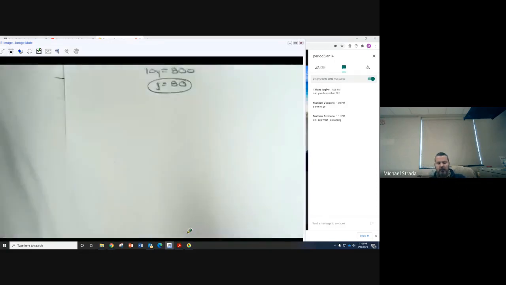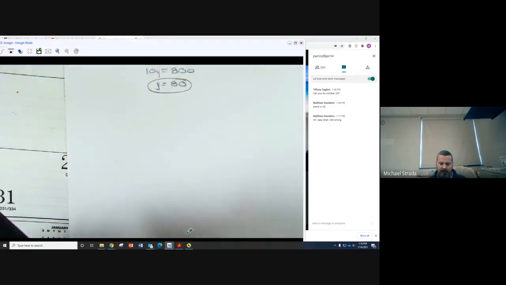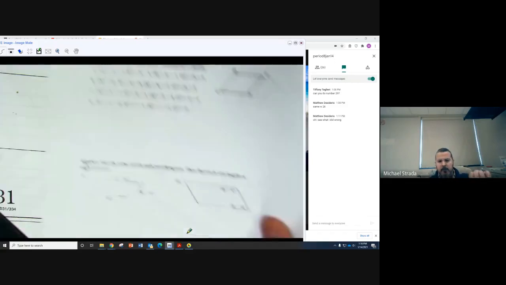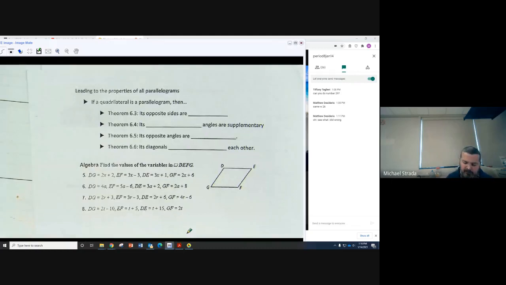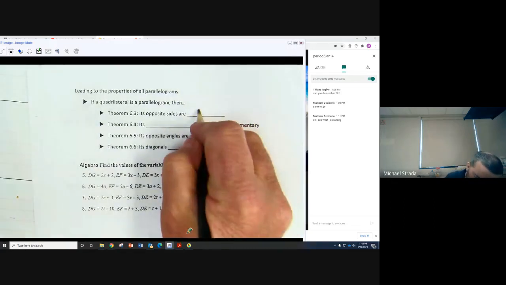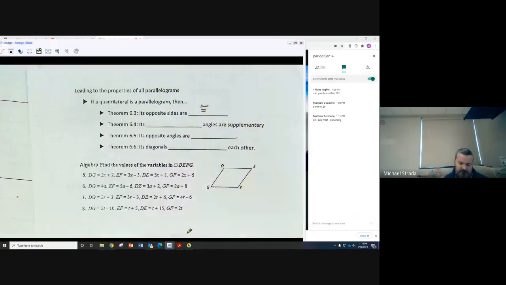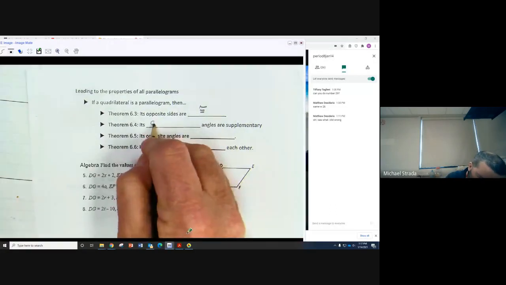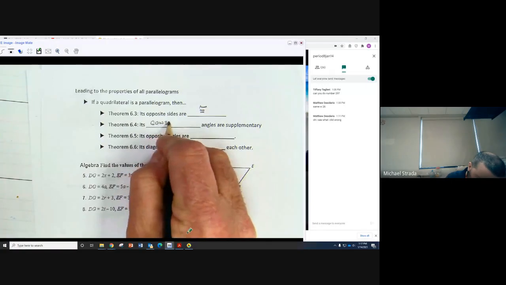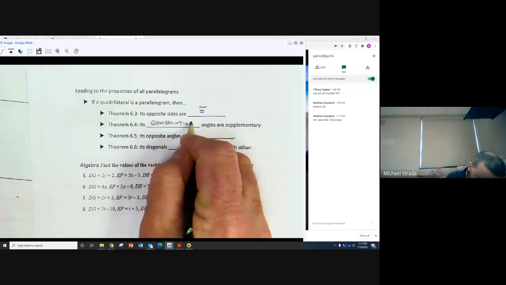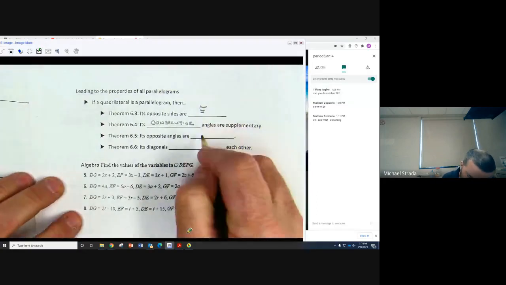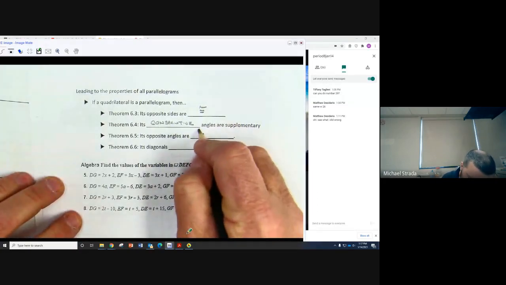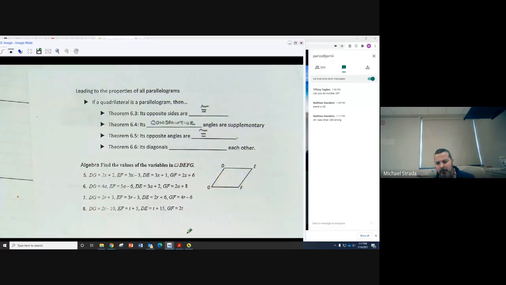So summarizing all that on the top of the next page, all right, if a quadrilateral is a parallelogram, then theorem 6.3, its opposite sides are congruent. Theorem 6.4, its consecutive angles are supplementary. Theorem 6.5, its opposite angles are congruent as well. All right.